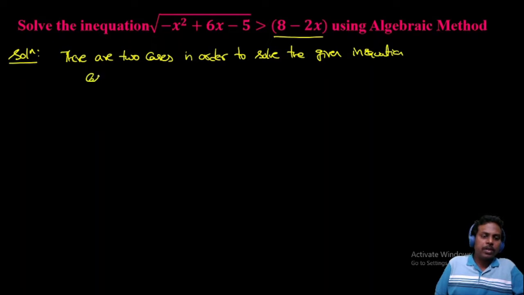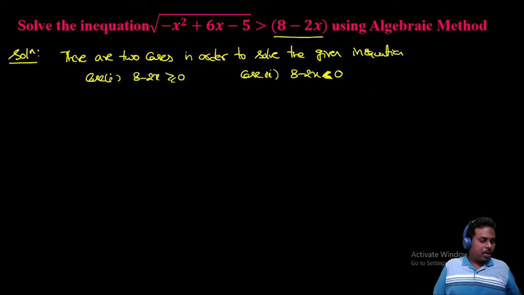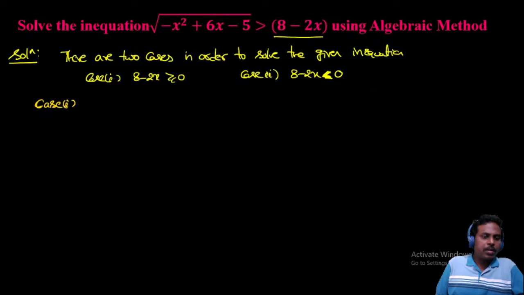So case 1: 8 minus 2x is greater than or equal to 0, and case 2: 8 minus 2x is less than 0. Now we will solve case 1. In case 1, 8 minus 2x is greater than or equal to 0. In this case, let us try to solve the given inequation.